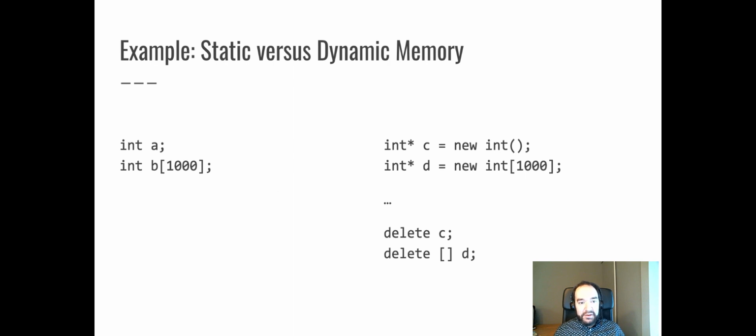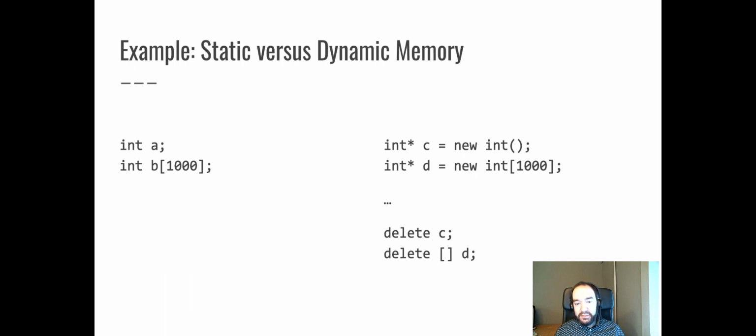Here are some examples of static and dynamic memory allocation. On the left, we have int a, that's a statically declared single int, and b is a statically declared array of 1,000 ints. Those would be automatically freed by the runtime as soon as a and b go out of scope. The programmer doesn't need to worry about freeing a or b.